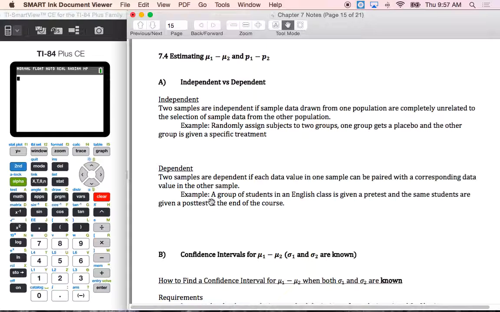So, for example, randomly assign students to two groups. One group gets a placebo, the other one is given a specific treatment. Two separate groups, two different people.